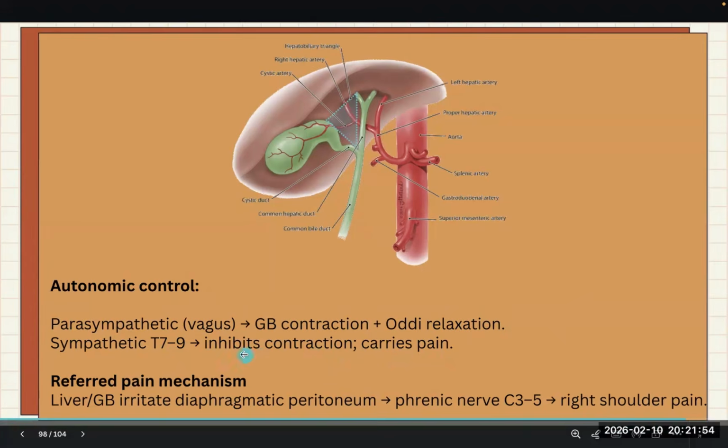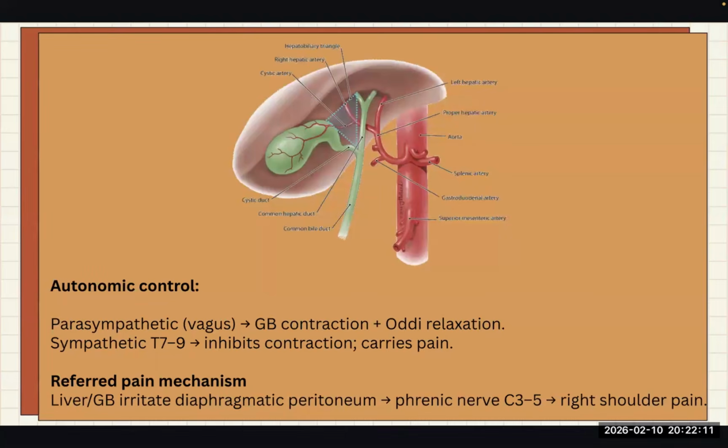Okay. Now here the referred pain goes the same way as the liver. So again, the phrenic nerve C3 to C5 is the one that's irritated, and you're going to feel it as right shoulder pain. So a patient can come in with right shoulder pain and you think, okay, maybe they hit their shoulder, maybe something happened, but it could be totally different and it could be the phrenic nerve.